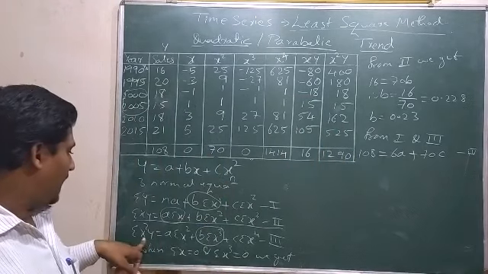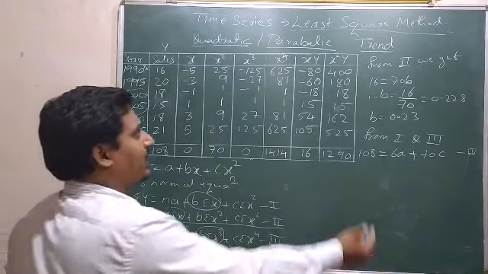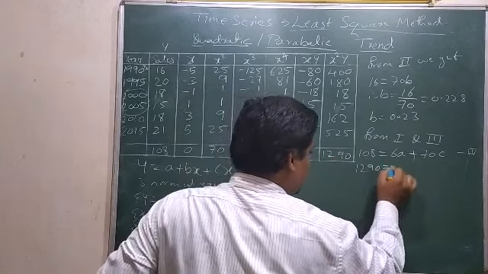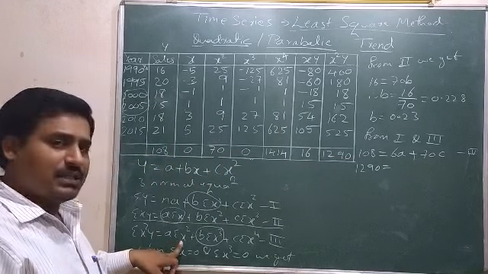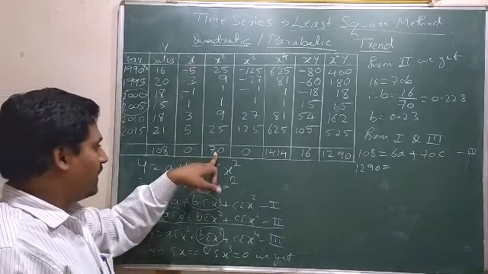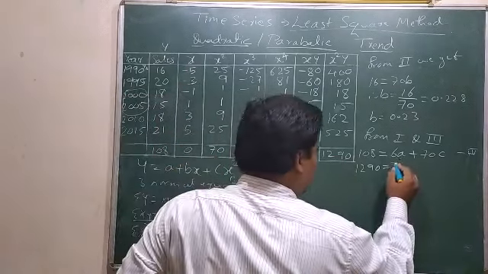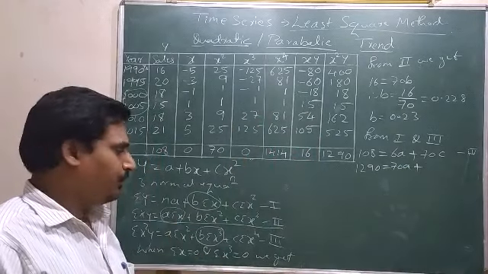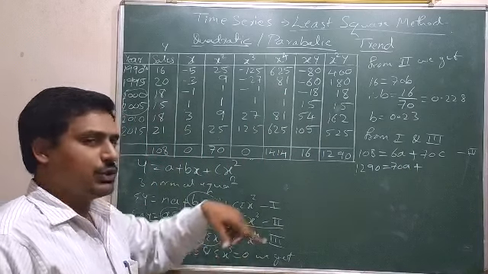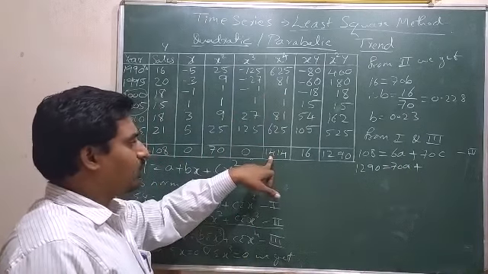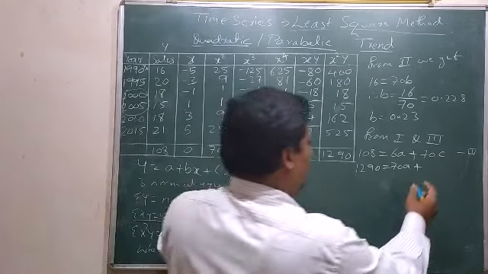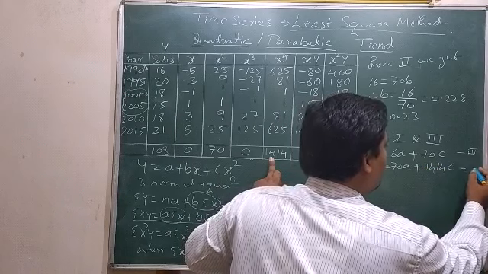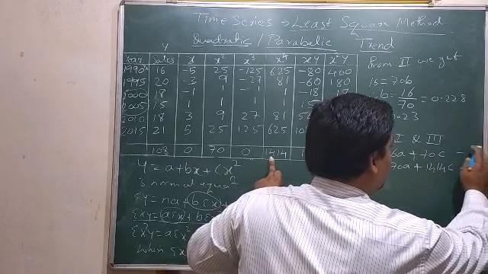Then third equation, summation x square y. x square y is 1290. So 1290 is equal to a summation x square. So summation x square is 70. So 70a plus b becomes 0. c summation x raised to 4. So x raised to 4 is 1414. So 1414c. So I will rename it as the fifth equation.